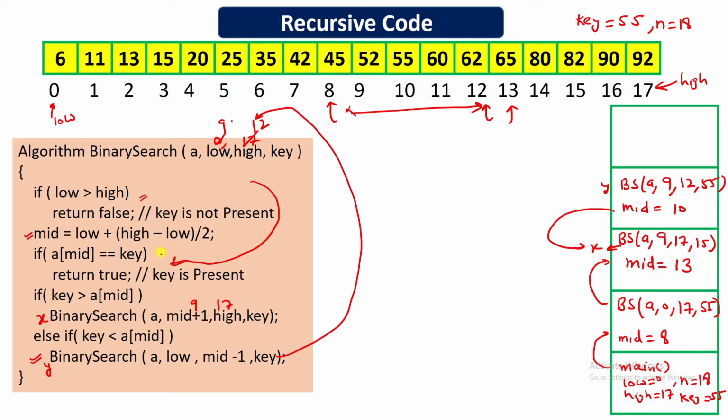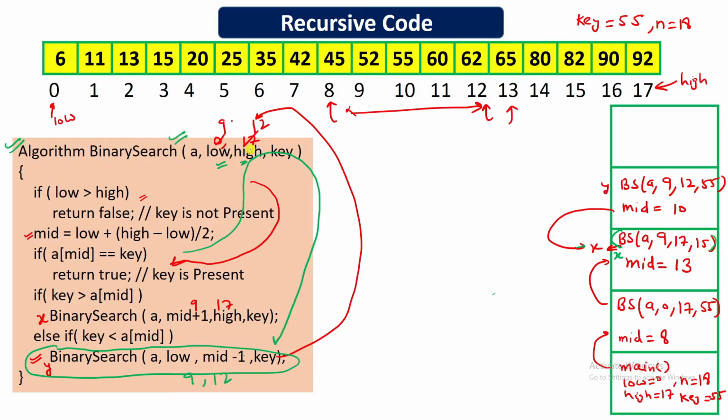In the same way I will move backward, from here to here. This function call is present in which function? In this function where we have 9 and 17. We called this with 9 and 17, and inside 9 and 17 we called with 9 and 12, right? So we have come here. You can think that this x is something like here, and this is like the function call for 9 and 17.